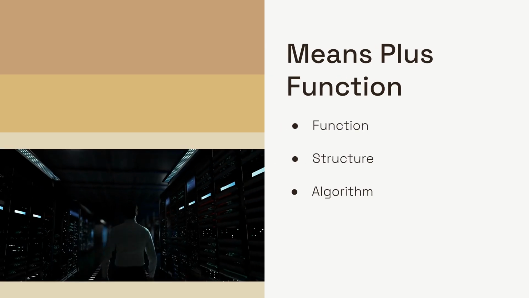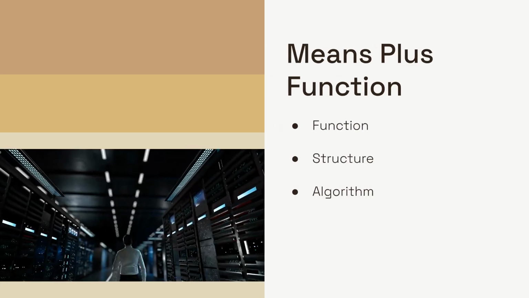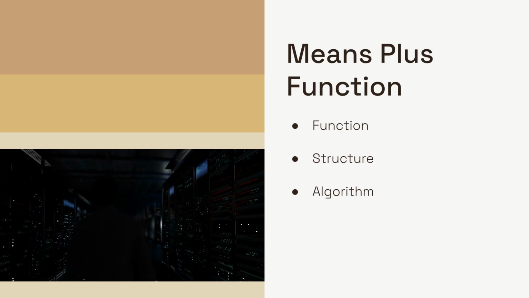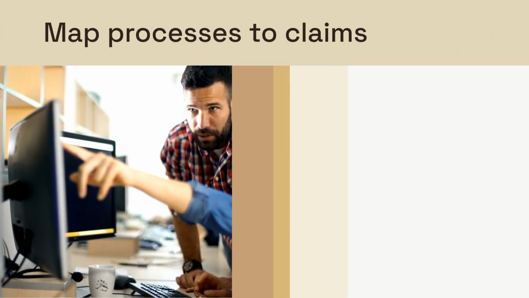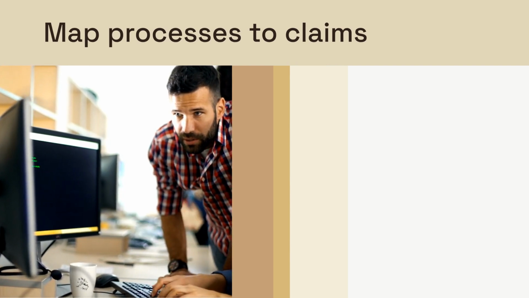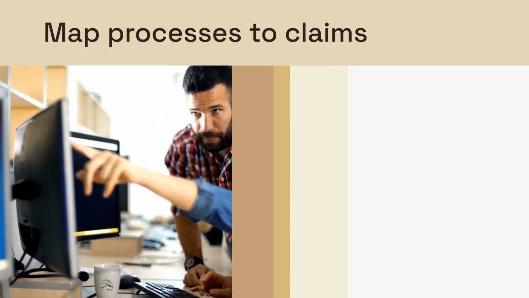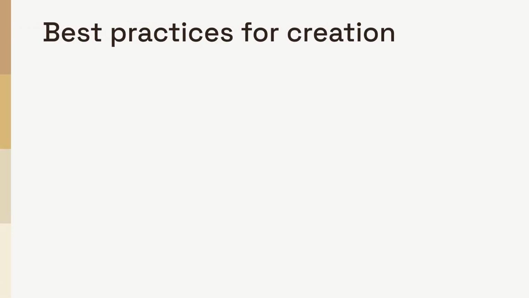Flowcharts are particularly important when using means plus function claims, as they illustrate the structure and algorithm performing the function. Ensure every step in your flowchart can be mapped directly to a specific element or claim in your patent application for comprehensive coverage. Now, let's look at the best practices for creating effective software patent flowcharts.